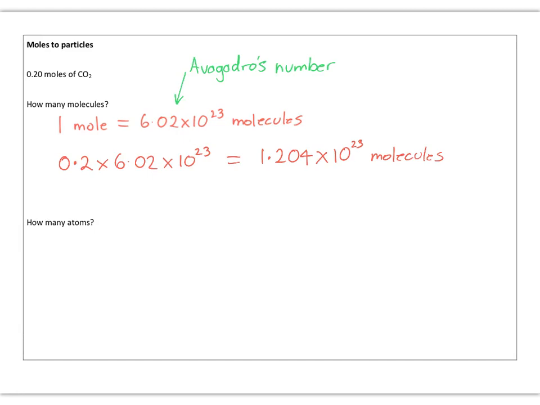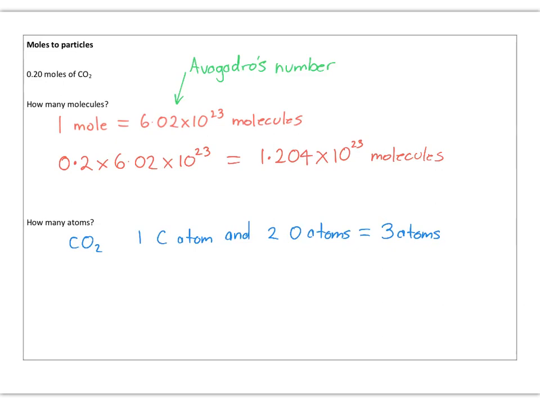In the next one, slightly more complex, but shouldn't be too bad. How many atoms would we have there? Well, what we basically mean by carbon dioxide is that we have 1 carbon atom and 2 oxygen atoms, which is 1 plus 2 is equal to 3 atoms. So in each carbon dioxide we have 3 atoms.